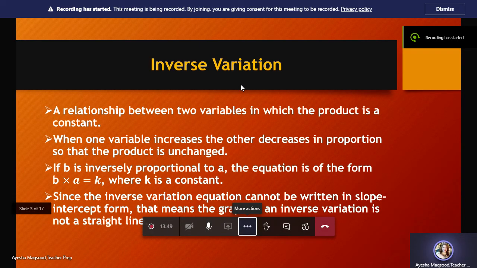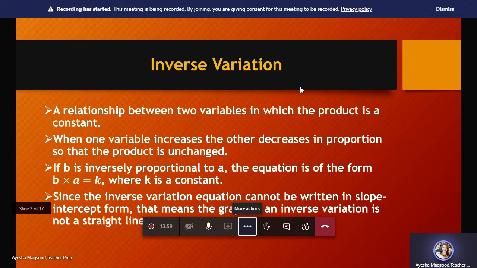While solving the questions and finding the value of the constant k, we divided the two variables' values to find k. But now they are saying that it is a relationship between two variables in which the product is a constant. It means when you multiply the values of two variables that are inversely related to each other, you will get a constant. The second definition says that when one variable increases, the other decreases in proportion so that the product is unchanged.